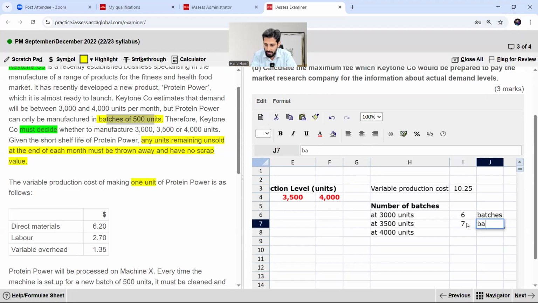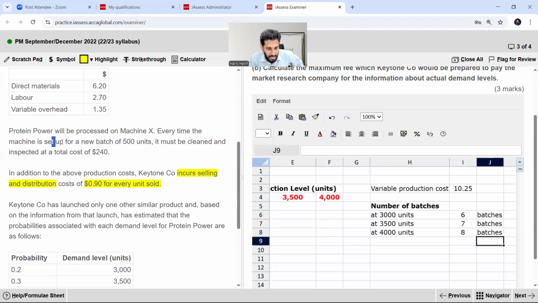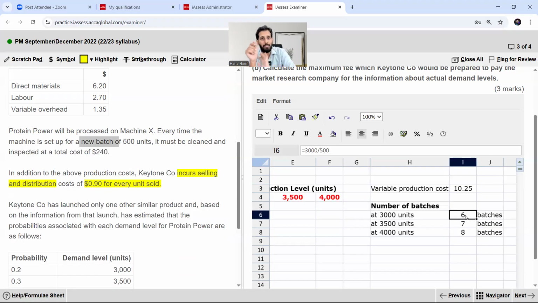That means 7 batches. Here 4000 divided by 500, that means 8 batches, right? So it is very much simple that I have got the number of batches, and every time the machine is set up for a new batch, there is a cost of 240. So I will be counting this 240 in the form of batches, not with the number of units, right? So it's very much simple.